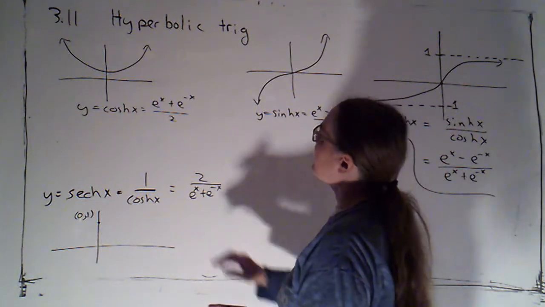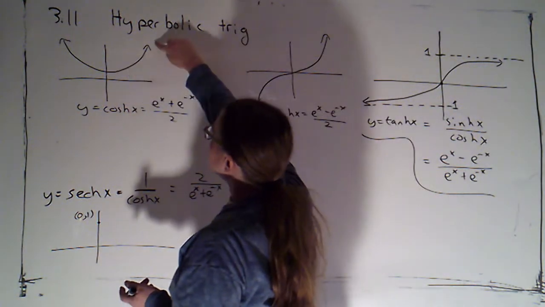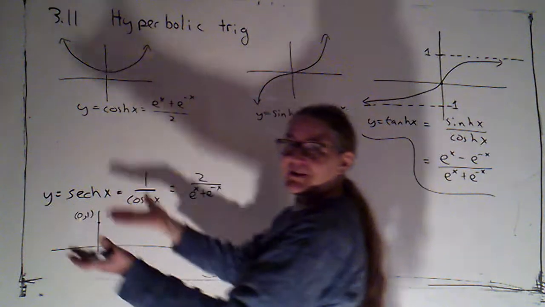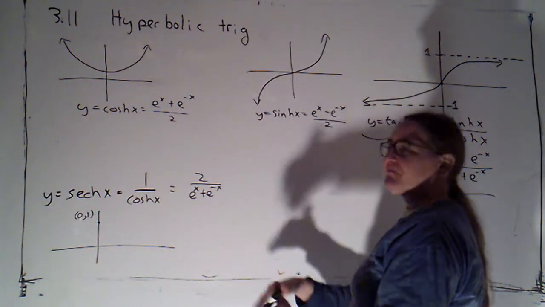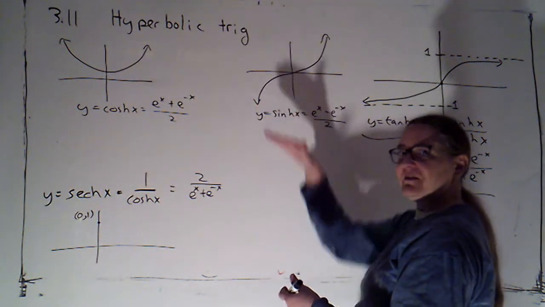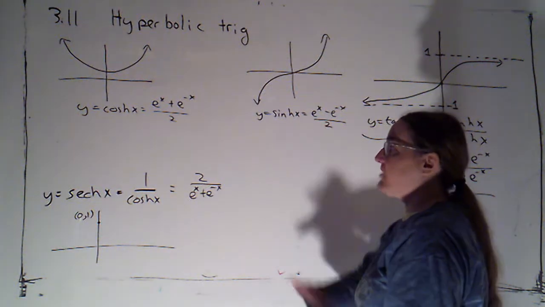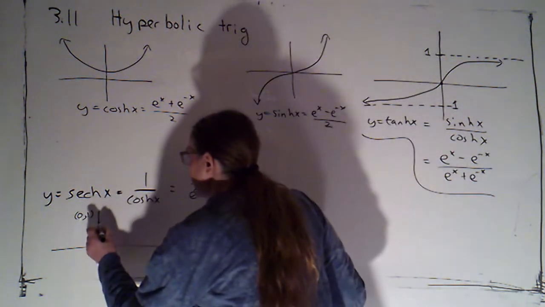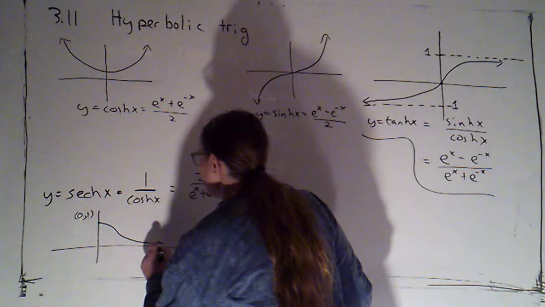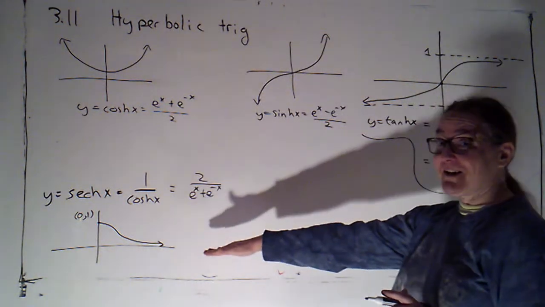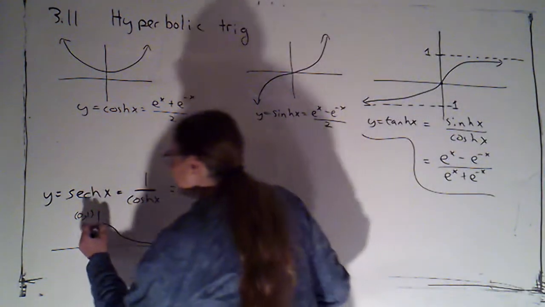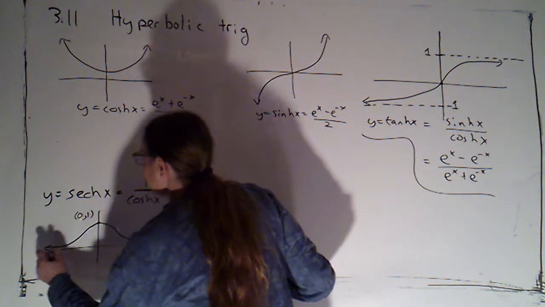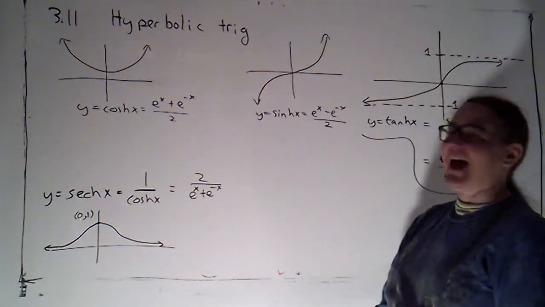Let's just get the right side first. Cosh is increasing, so its reciprocal will be decreasing. And the bigger cosh gets, the smaller its reciprocal gets. If cosh is going off to infinity, sech is going to go off to 0. But it's got to stay positive because the reciprocal of a positive is positive. So sech is going to look something like that.